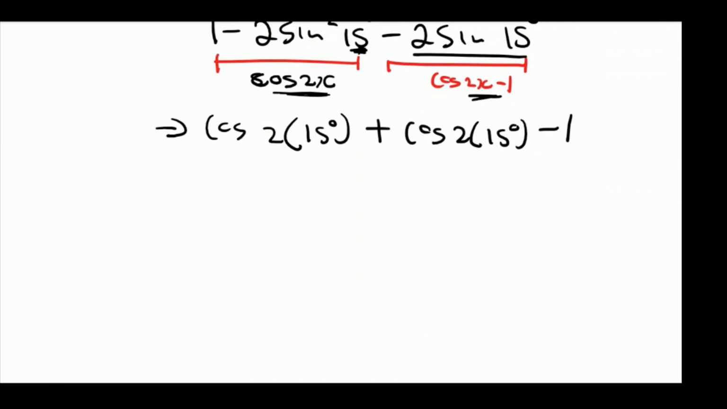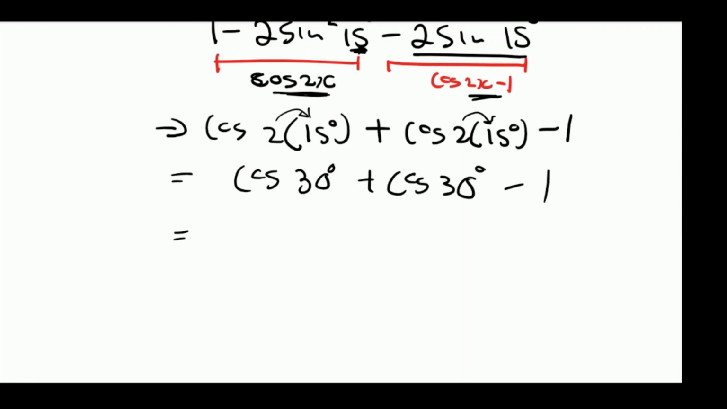So we're going to multiply the 2 inside here and also here. So we're going to have cos of 2 times 15, which gives you 30 degrees, plus cos of 30 degrees minus 1, right? So now cos of 30 degrees plus cos of 30 degrees minus 1. The cos of 30 degrees will give you root of 3 over 2 if you know your special angles, plus root of 3 over 2 minus 1, right?